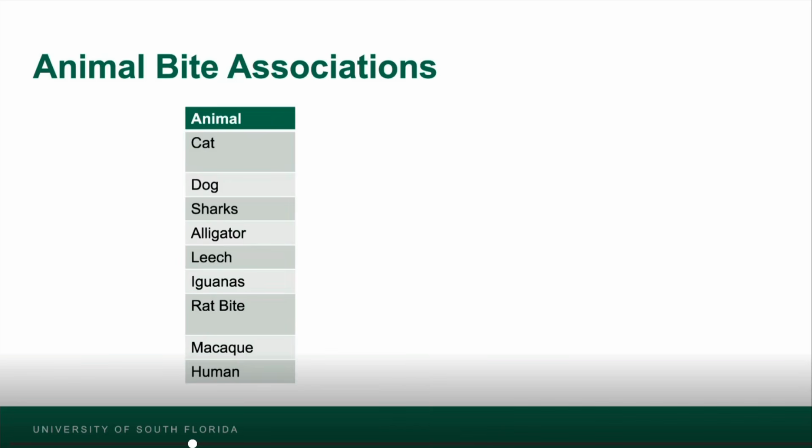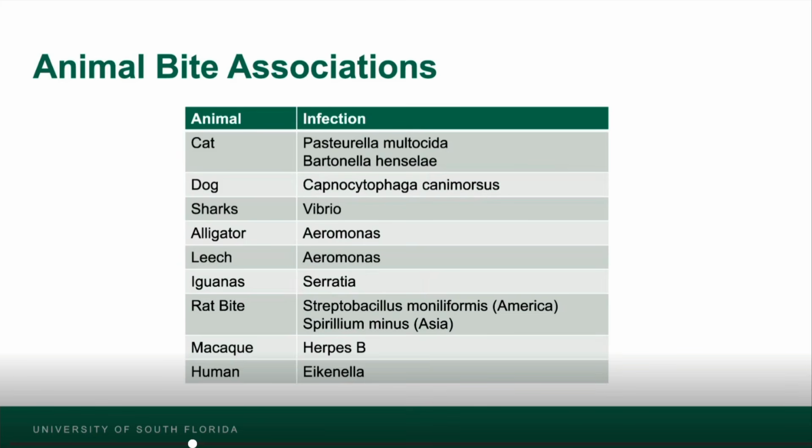And then human bites. What bug do we think of? Eikenella. There you go. Oh, yeah, that makes sense. Sharks and Vibrio. That actually makes sense. Oh yeah, it's Vibrio for sharks. Serratia with iguanas, but Salmonella is with most of those small creatures, like turtles, all of them, not necessarily bites, just those small creatures.